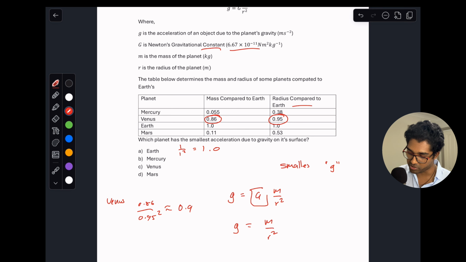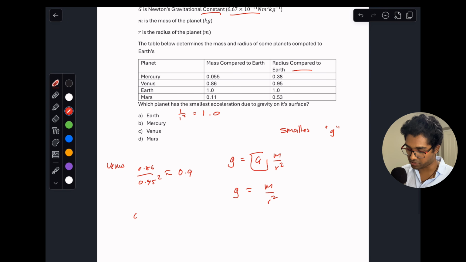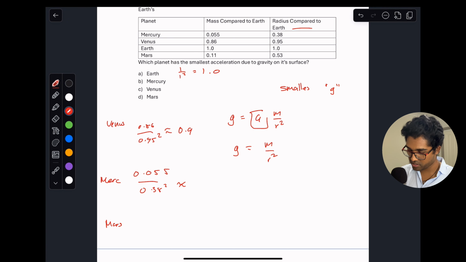And then we come to Mercury, which is 0.055 divided by 0.38 squared. Sorry, my mic's in the way, so I can't really see it. And then you can guesstimate this one as well. So this is Mercury. And the last one we have is Mars, which is 0.11 divided by 0.53 squared.